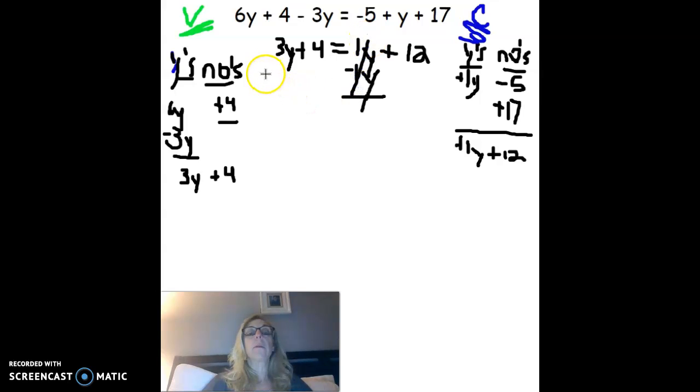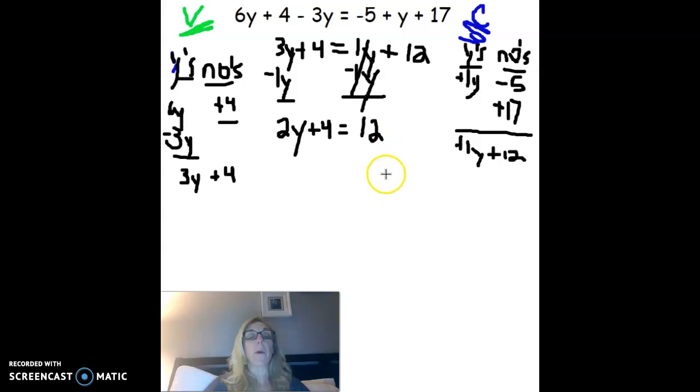They zero out, but I have to go ahead and do the same thing on the other side of the equal sign. Well, once again, I put it under the 3Y's because they have a variable in common. So 3Y minus 1Y is 2Y. Awesome. Bring down your plus 4 and your equal sign. And now I only have a 12 on this side, which is exactly what I wanted. This is awesome. It's a two-step equation. You all know how to do that.